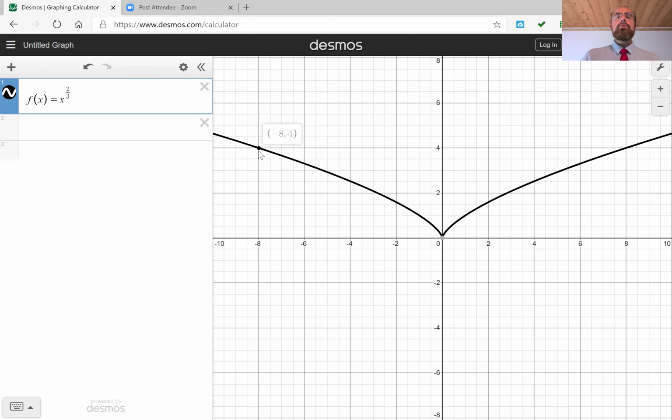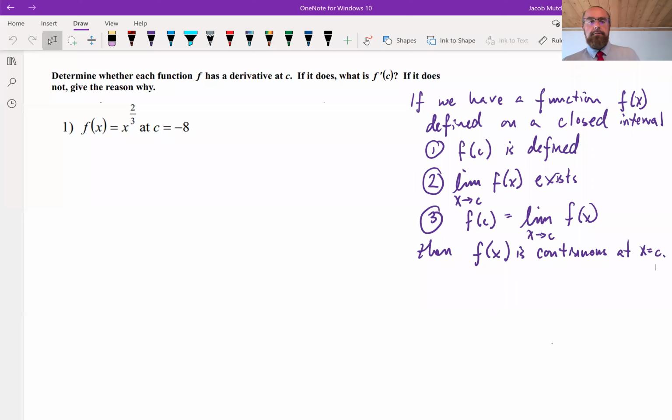And in fact, those are the same values. F at -8 equals the limit of f of x as x approaches -8. So in an informal way, we can confirm it is continuous here using the graphing calculator. Let's then try to find the derivative, and we'll do this analytically.